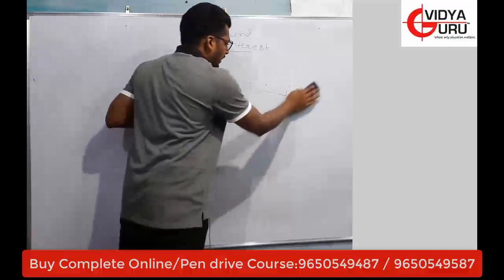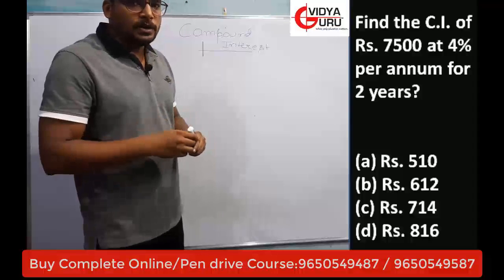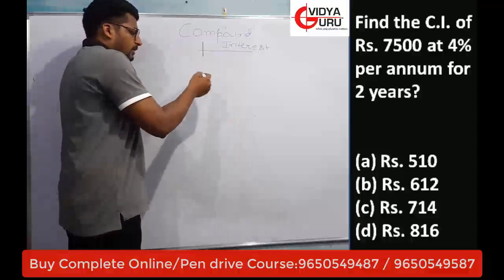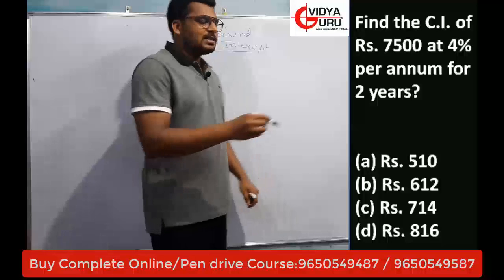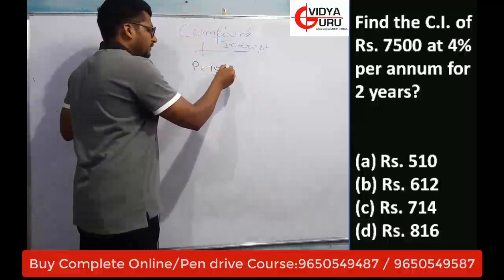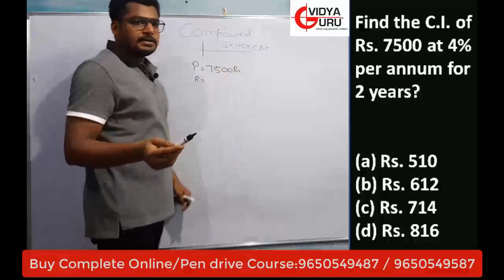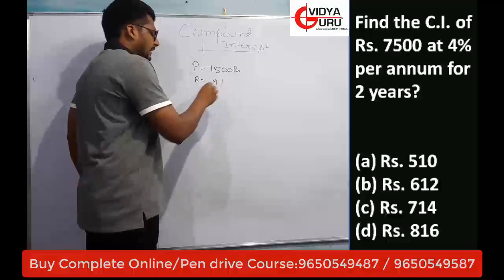So coming on to our first question, to discuss some basic concepts of compound interest. The first question says, find the CI on 7500 rupees. Principal is given as 7500 rupees, rate is 4% and time is 2 years.